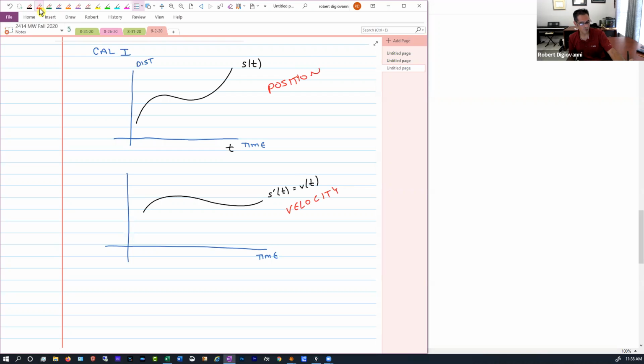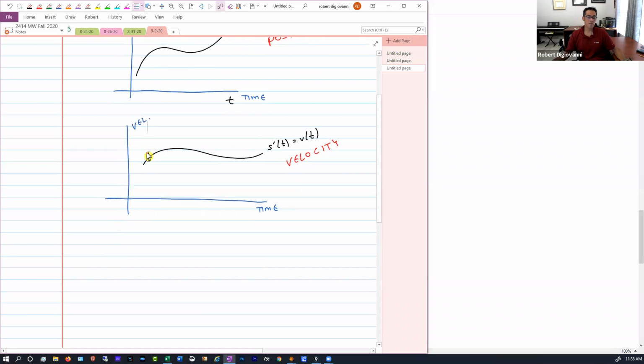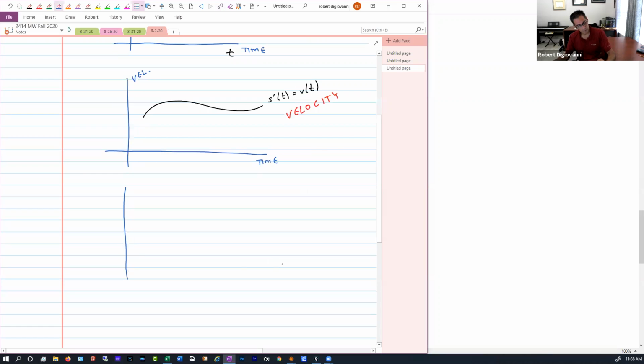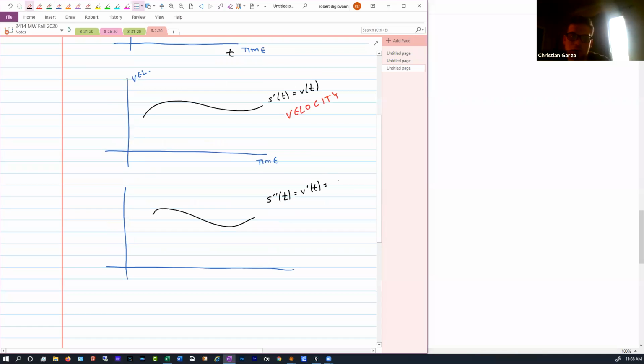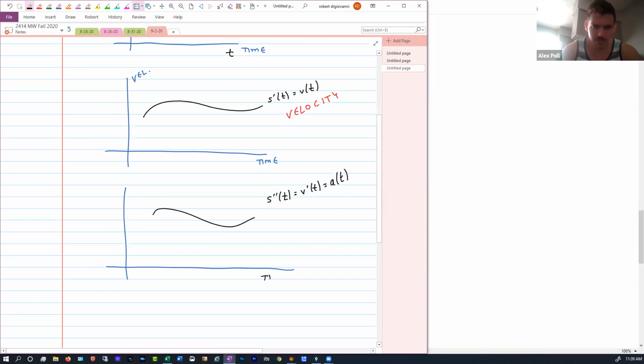So this gives you velocity. And then if you take the derivative again, so the derivative of the derivative, so if you do the second derivative of the position, which really means the derivative of the velocity, what does that give you? Acceleration. Okay, so what you have here is time, and then what you have here is acceleration.